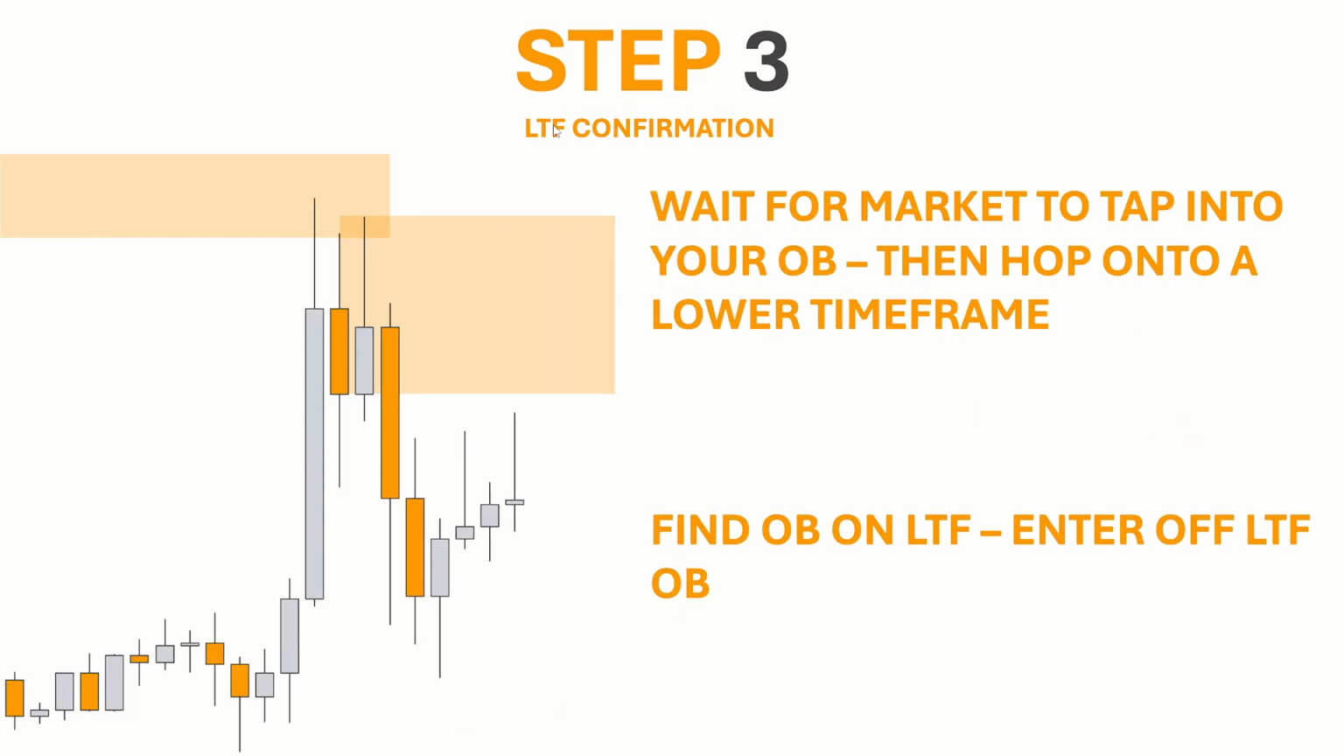Now step 3 is our lower time frame confirmation. Once market hits our higher time frame order block, so we want the 15-minute, this is a 15-minute order block, we want to hop onto a smaller time frame, a lower time frame like the 3-minute. And then we want to find another order block on the lower time frame. So we found another order block on the lower time frame, and the reason why we do this is if market respects demand once, it is likely to respect it again. Market is very repetitive.